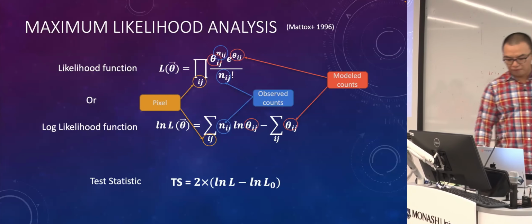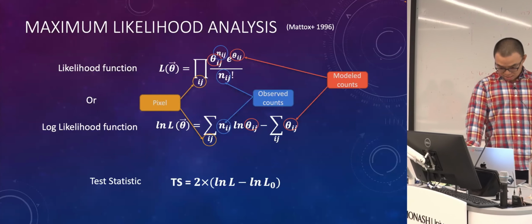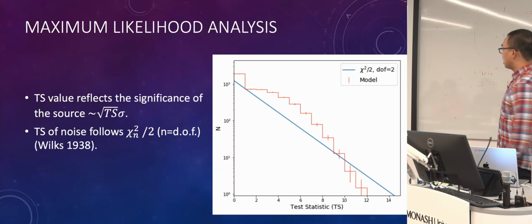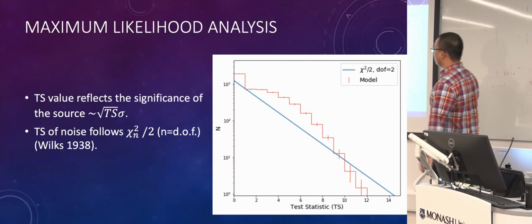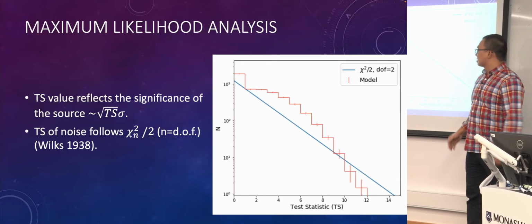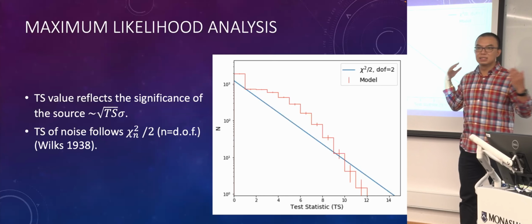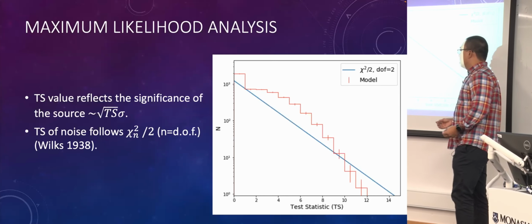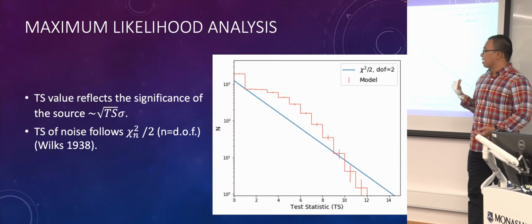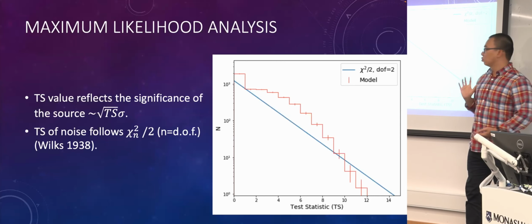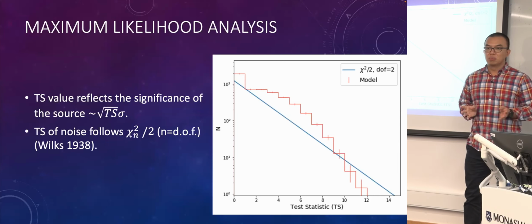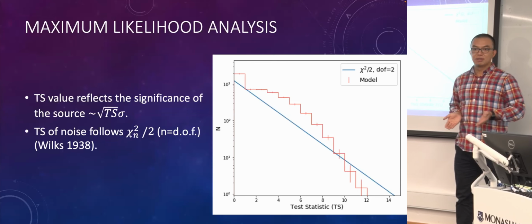So in Fermi observation, this test statistic, or TS value, roughly reflects the significance of the source. In a hand-wavy way, it's slightly more complicated than that, but usually when we have a TS value of about 25, that means we have a 5 sigma detection.